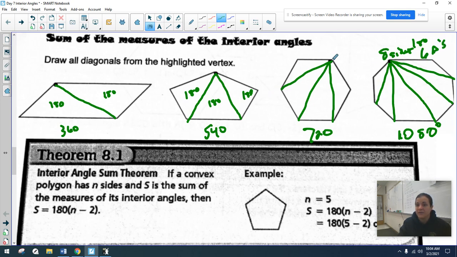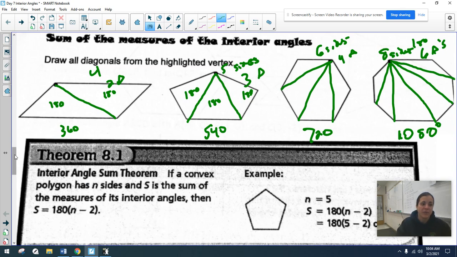This one I have 6 sides, and I have 4 triangles. I've got 5 sides, and that means I've got 3 triangles. This one I've got 4 sides, 2 triangles. So if you notice, 4 to 2, 5 to 3, 6 to 4, 8 to 6, there's always 2 less triangles than however many sides you have.